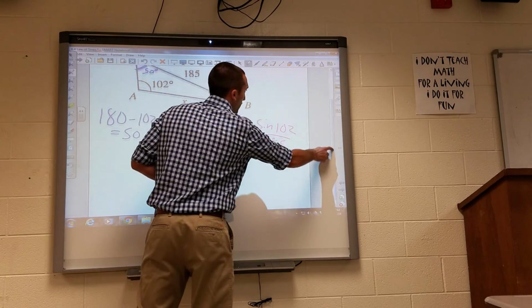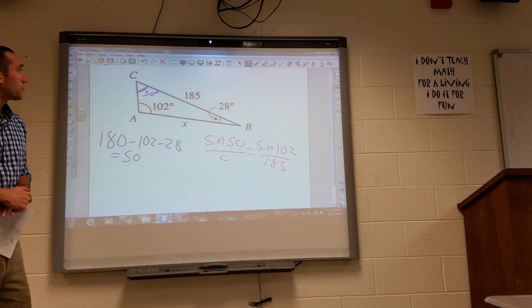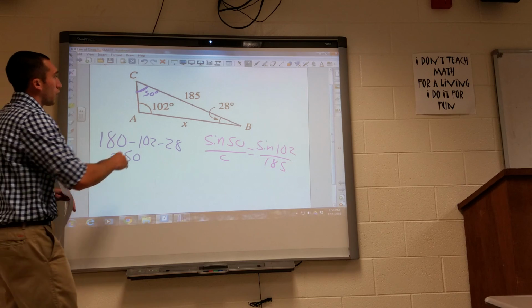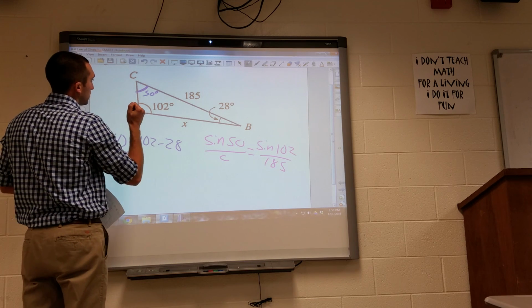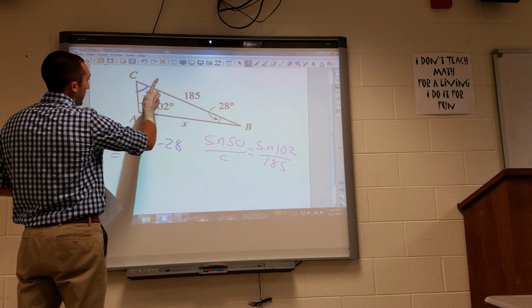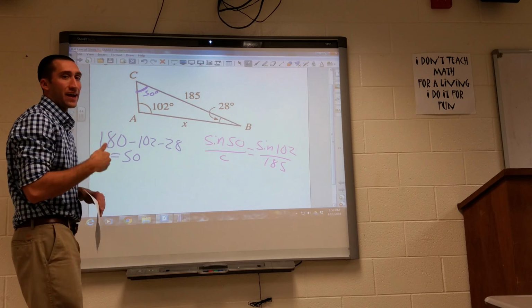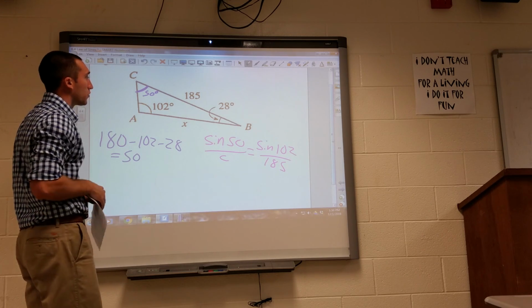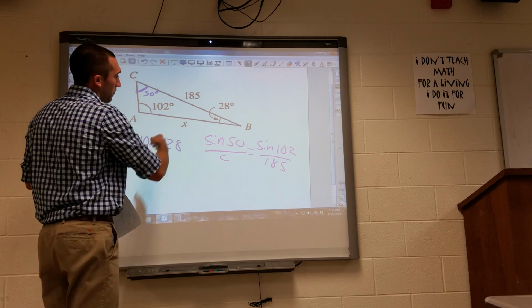So this shows we can also use law of sines if we know side, angle, angle. So if we also know angle, angle, side, or side, angle, angle, we can use law of sines to find that missing side.